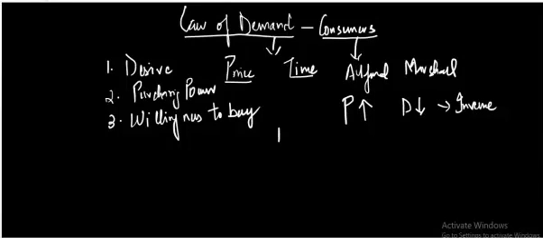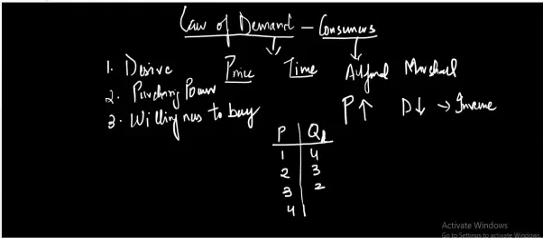It can be explained as follows. If we draw a demand schedule for a particular commodity, any hypothetical commodity, as the prices are increasing, the quantity demanded must fall. Now this is a simple demand schedule of a commodity.